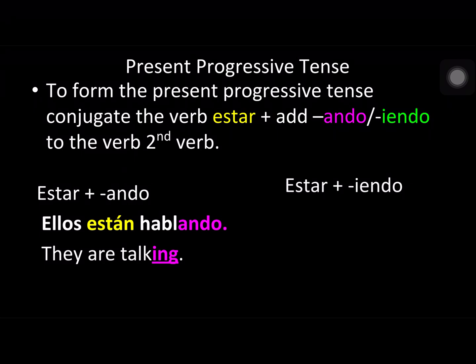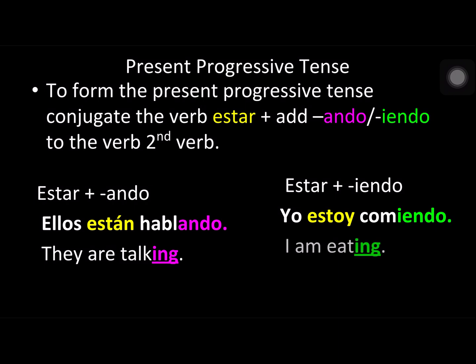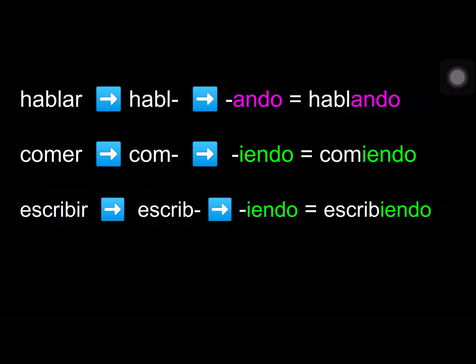Here's an example for ER verbs. You get estar, and then you're going to add the ending, which is equivalent to the -ing ending, -iendo. So if I say yo estoy comiendo, it means I am eating. The yo estoy means I am, and the comiendo is eating. See that -iendo is like our -ing.